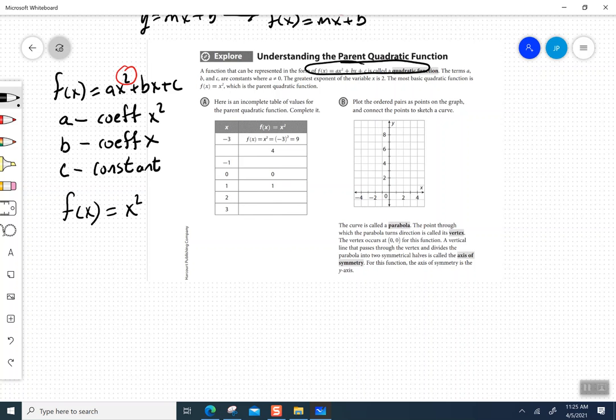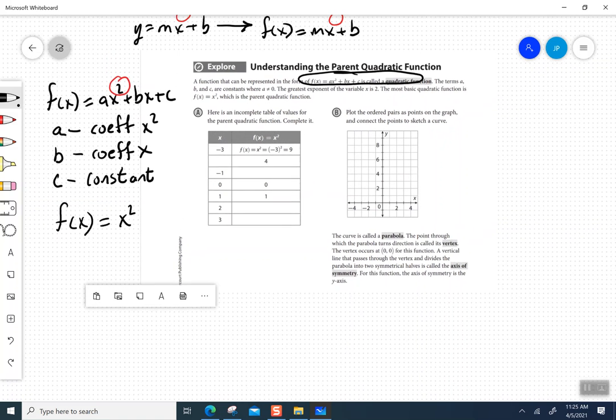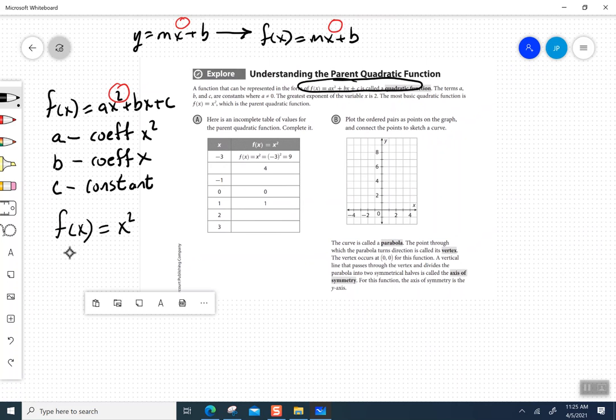So for the first one, you'll notice they plugged in 3. Here's what they did. I really shouldn't have done this; I should have plugged in the 3 right here. f of 3 equals 3 squared. And of course, 3 squared is 3 times 3, which is 9. That's where they got that 9 from.